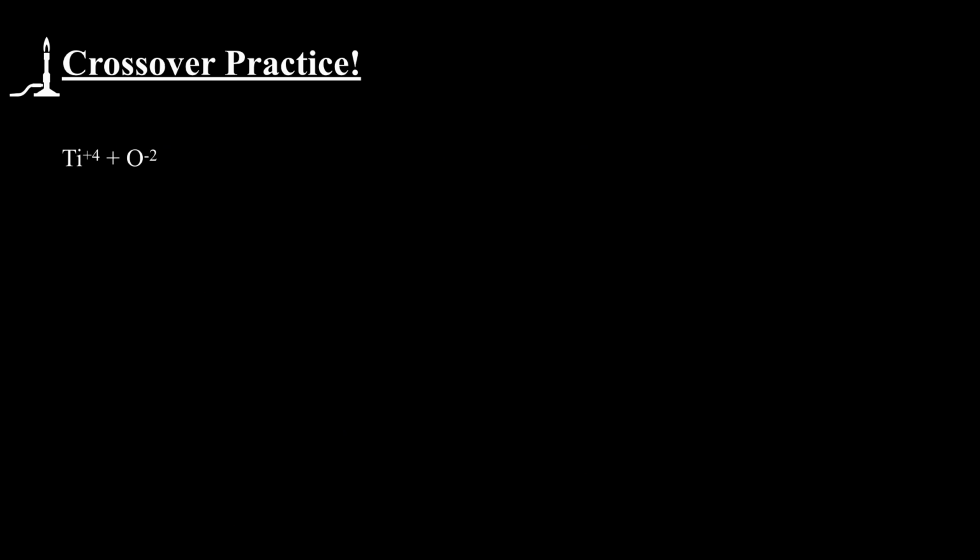I'm just going to give you a few more examples of crossover and how it's done, using individual ions to make the formula. Ti4+ O2-. The 4 from the Ti is going to cross over to the oxygen. The 2 from the oxygen is going to cross over between the Ti and the O. We can simplify this by dividing both by 2, and we wind up with TiO2.